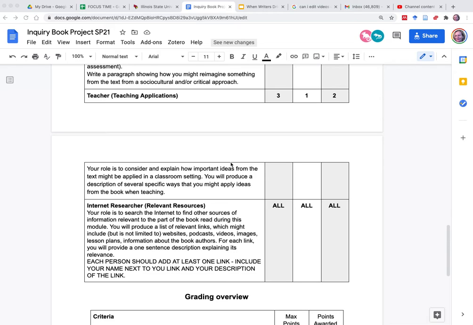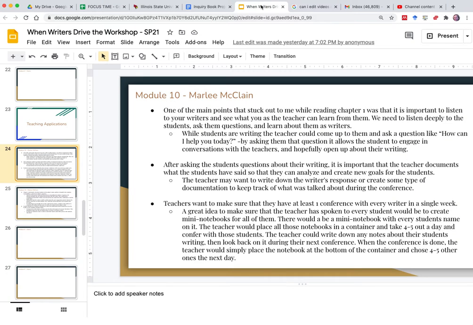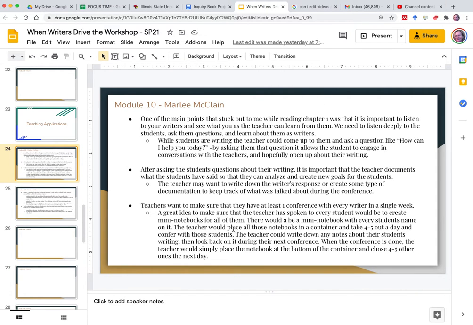And you should be giving as much detail as possible so that somebody reading the text could take that idea away and apply it in the classroom. So, Marley, I'm going to use your example. You were actually the only person that's done the teaching applications part, so I'm only going to use one example.